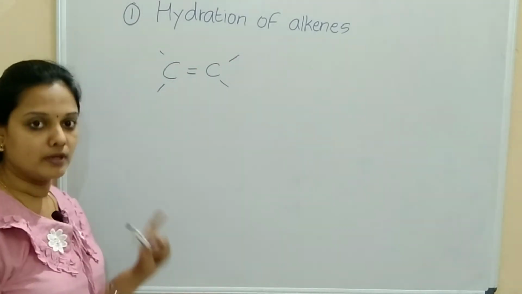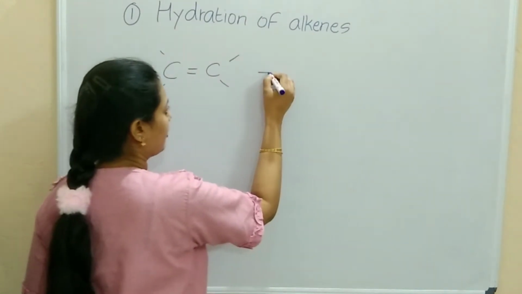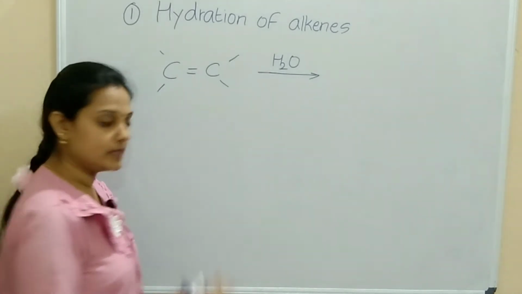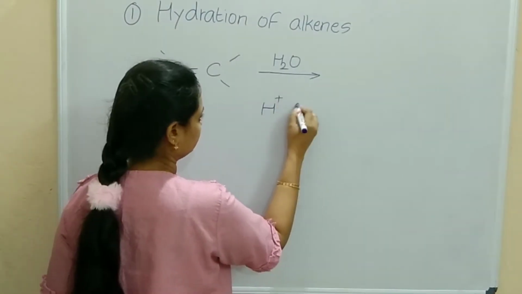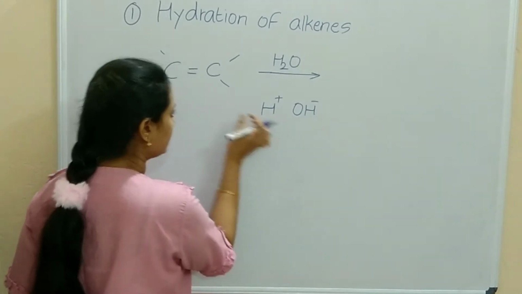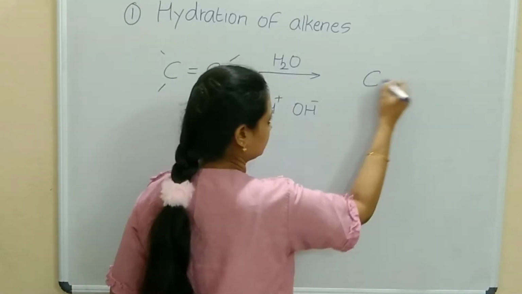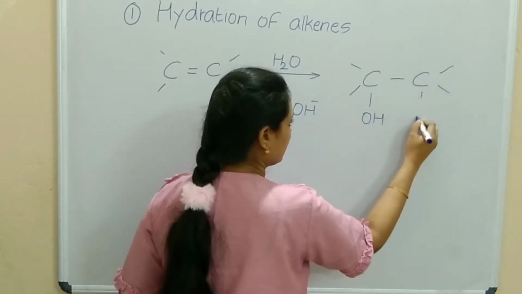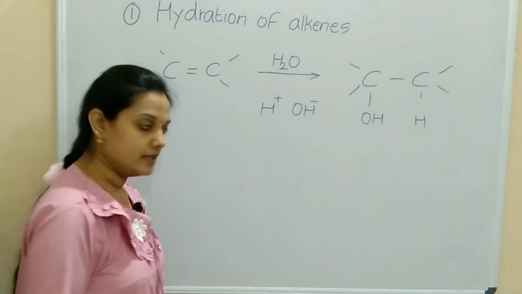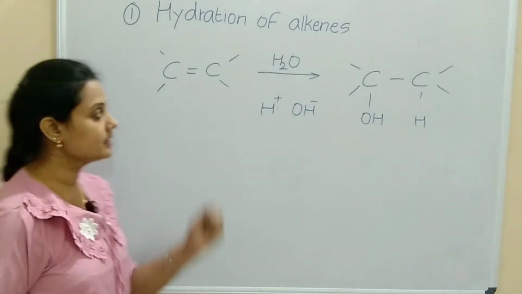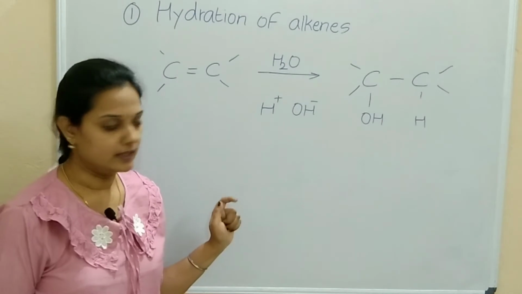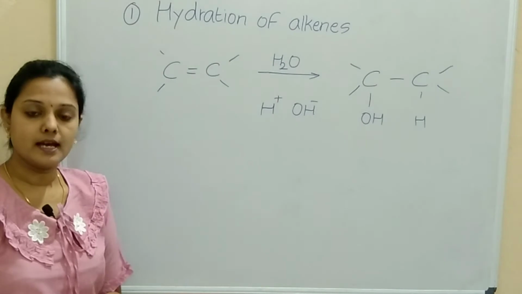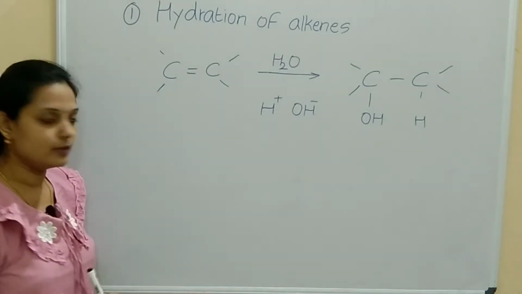This is an alkene compound, a double bond compound. Into that, water is added. Now we know water has two parts, H plus and OH minus. Correct. So H will attach to one of the carbons and OH will attach to one of the carbons. Correct. So you can attach to either of the carbons because it is a symmetrical alkene. So we get one alcohol. So the first method is hydration of alkenes, where water is added to alkenes.